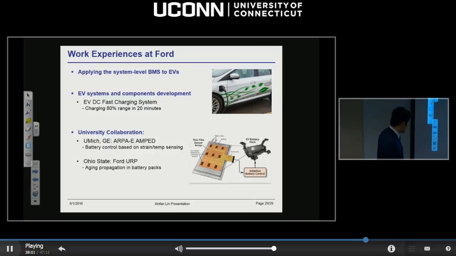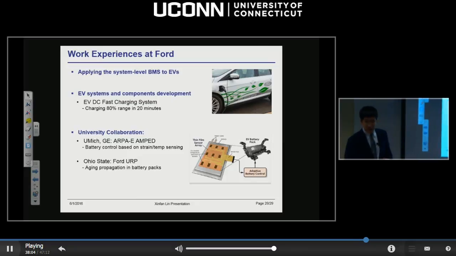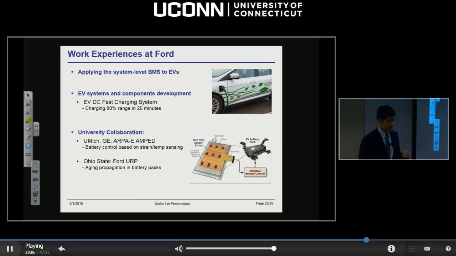There's another project with Ohio State University, funded by Ford, and I serve as the co-PI. This project studies how to investigate whether battery aging will propagate among cells.